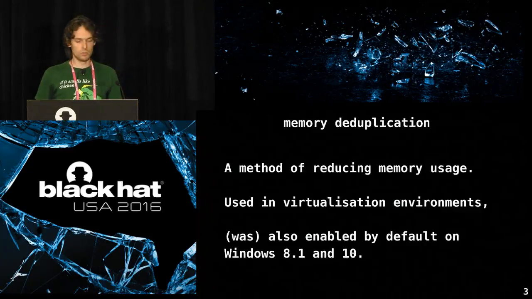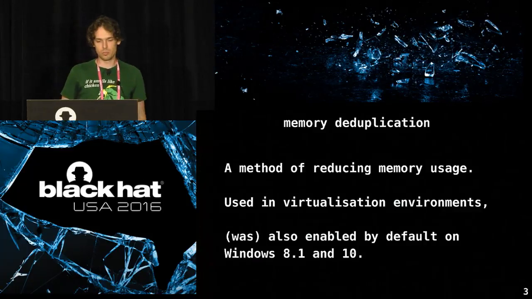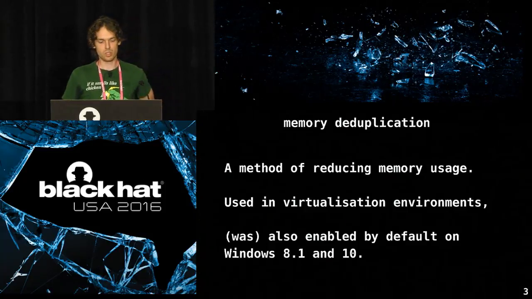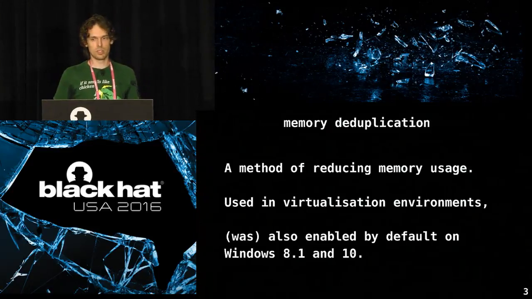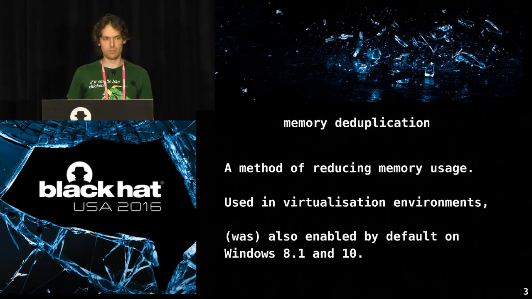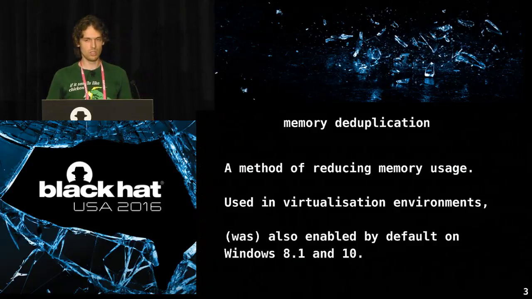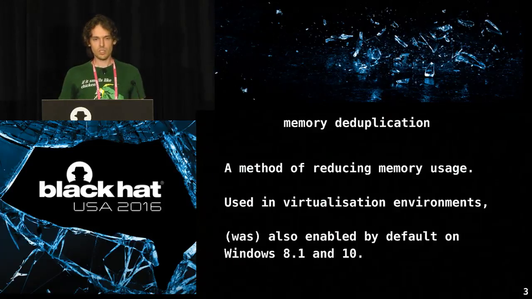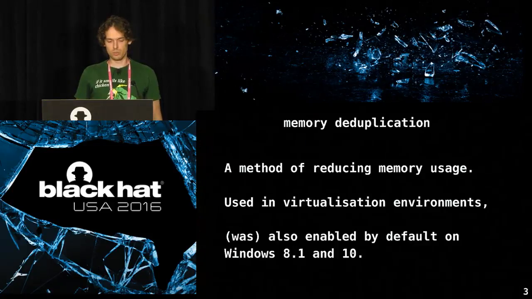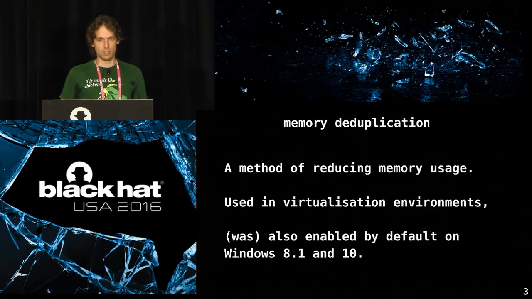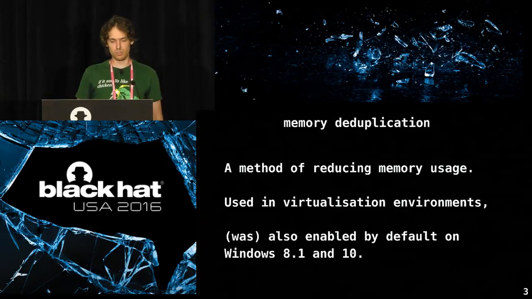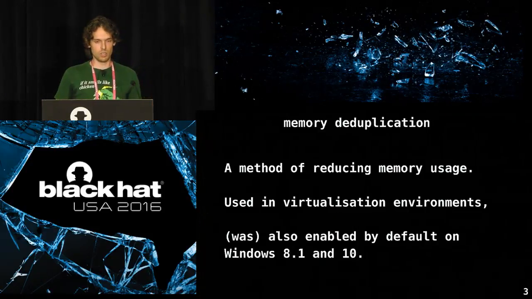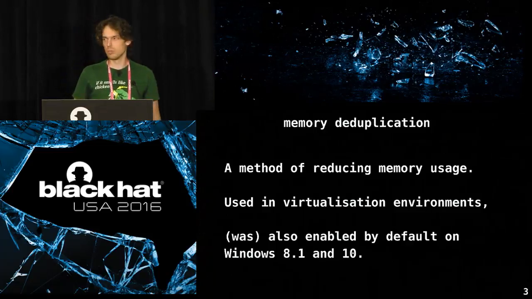For this attack, we make use of memory deduplication. Memory deduplication is a method of reducing the memory footprint of a system. It was first introduced in virtualization environments, but starting with Windows 8.1, it was enabled by default in the operating system as well.